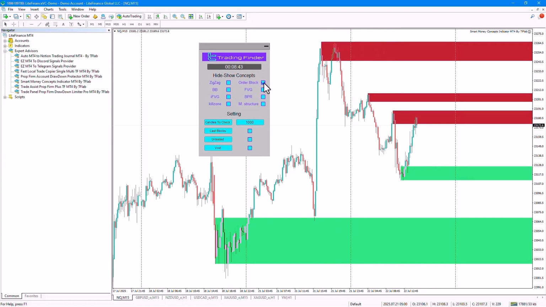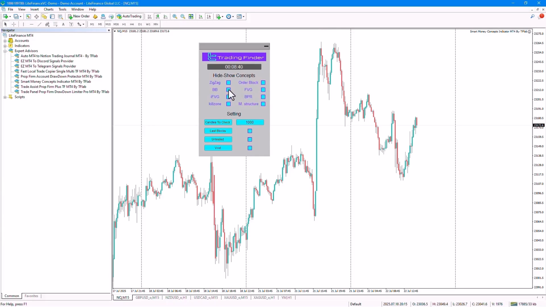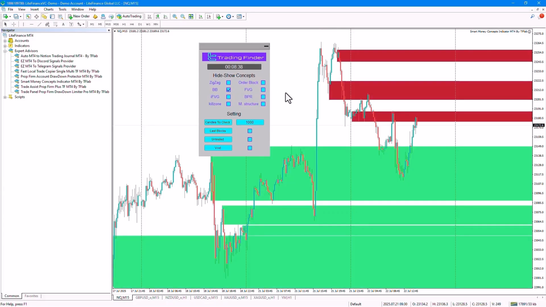The next option is related to the breaker block. By enabling this option, the indicator starts displaying the broken blocks, with its main focus on the breaking of order blocks. When order blocks are broken, they turn into new zones for price reversal, which we call breaker block zones.